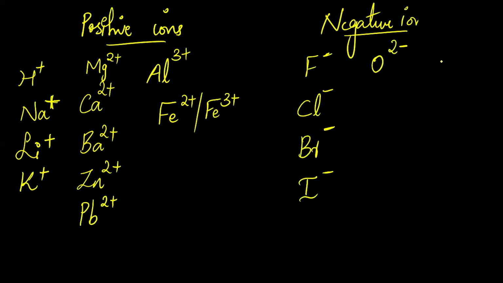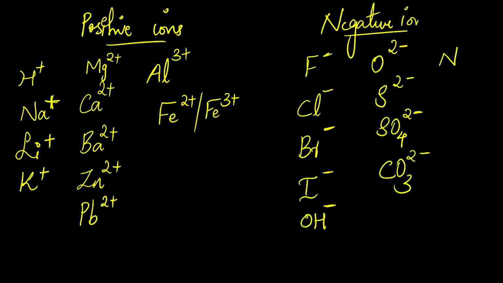Okay. Then nitride ion you must know, N3 minus. It is 3 minus. Sulfide is 2 minus. Okay. Hydroxide, very common: OH minus, hydroxide. It is a polyatomic ion. And some polyatomic ions also you have to study. That is sulfate, SO4 2 minus. Carbonate, CO3 2 minus.